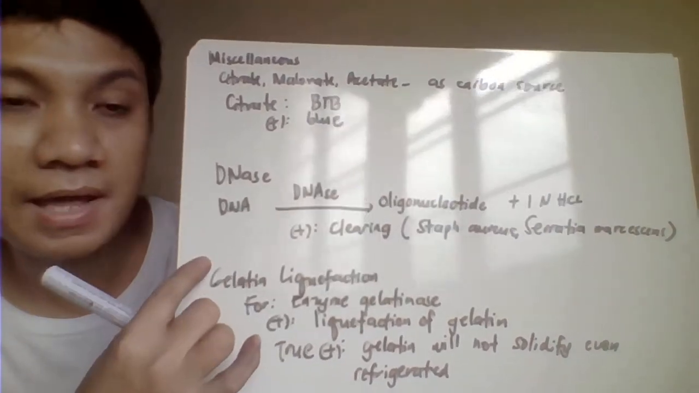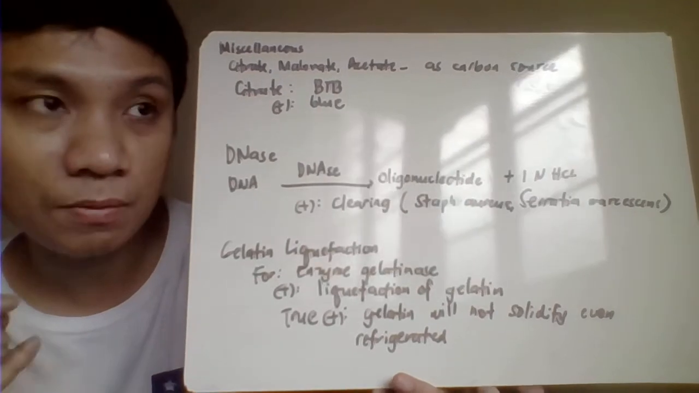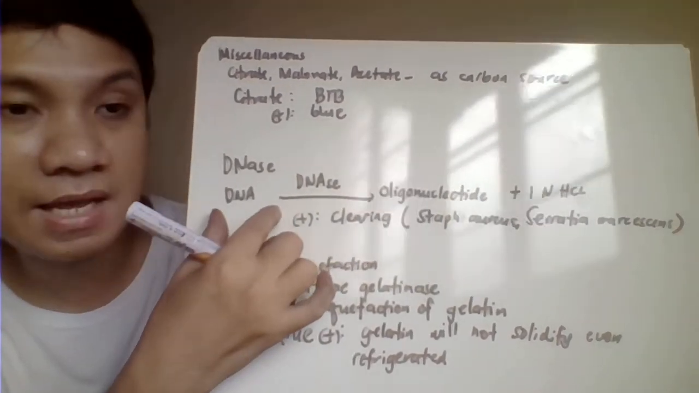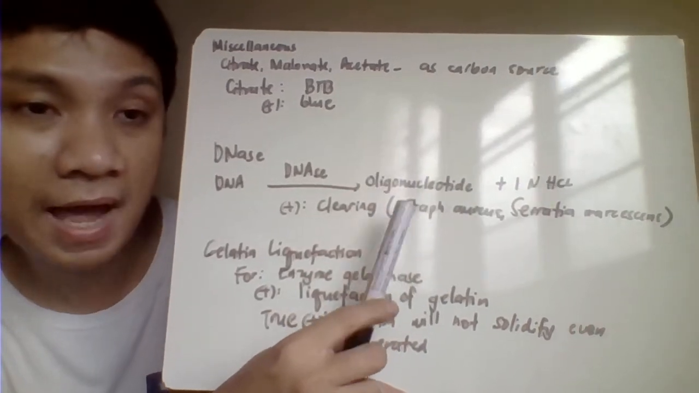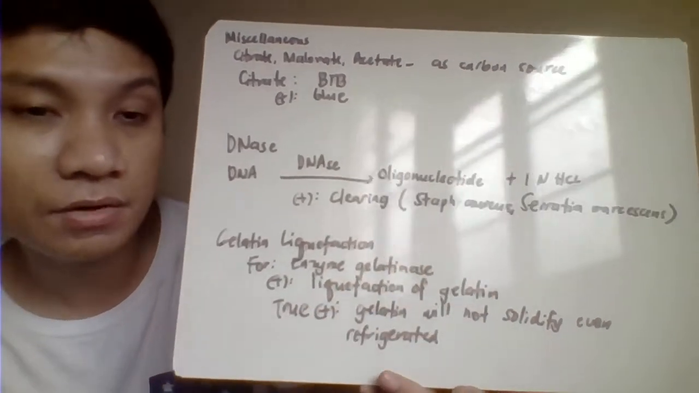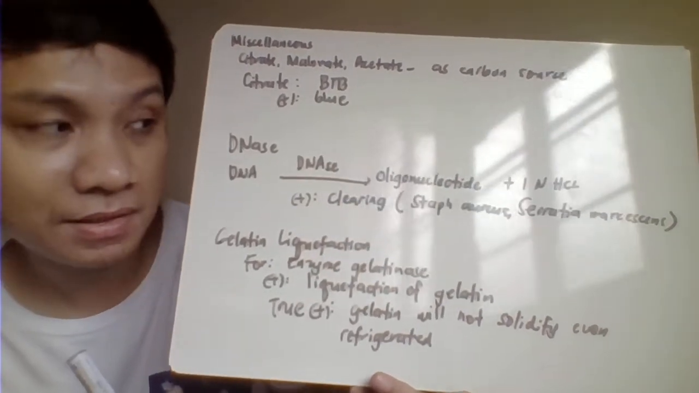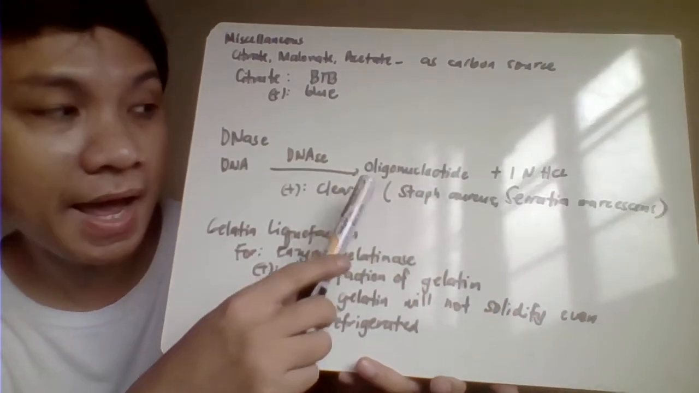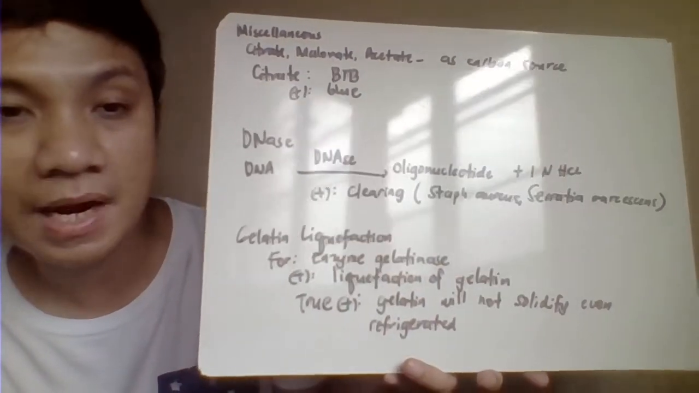Another one, we have here the enzyme DNase. Bacteria that have this enzyme will catabolize DNA, converting that one to short oligonucleotides. Then you add 0.1 hydrochloric acid, and our culture media will become clear. That's a positive result. So the DNase enzyme could be found here with your Staph aureus, and we have your Serratia marcescens.